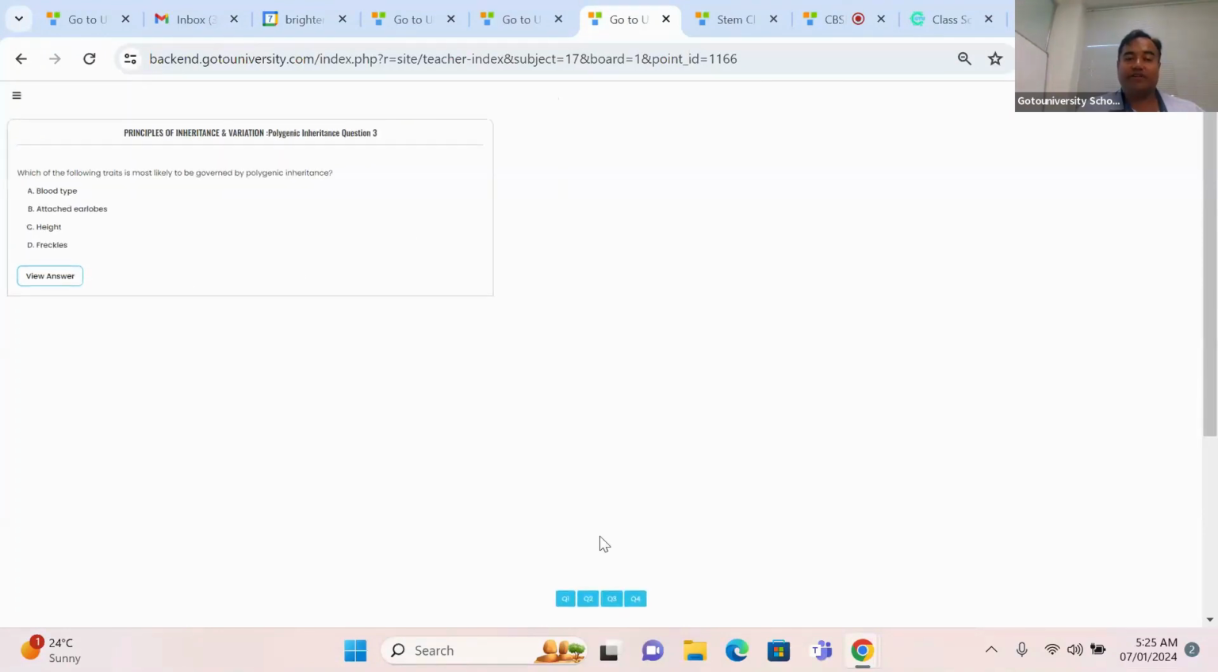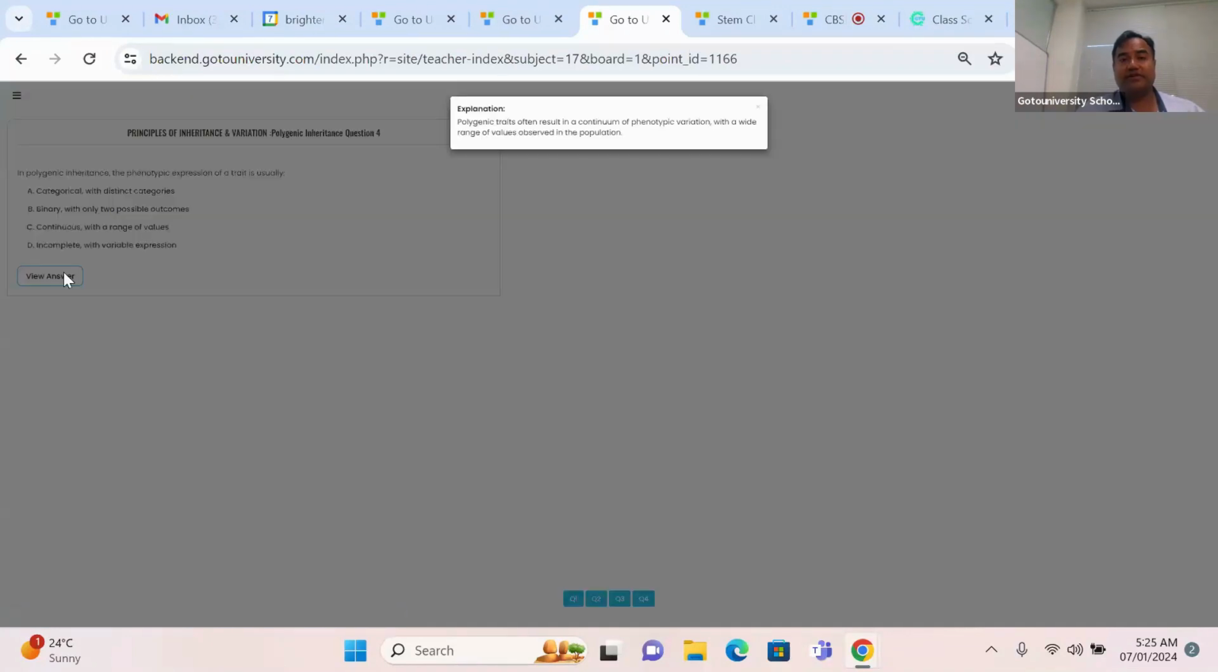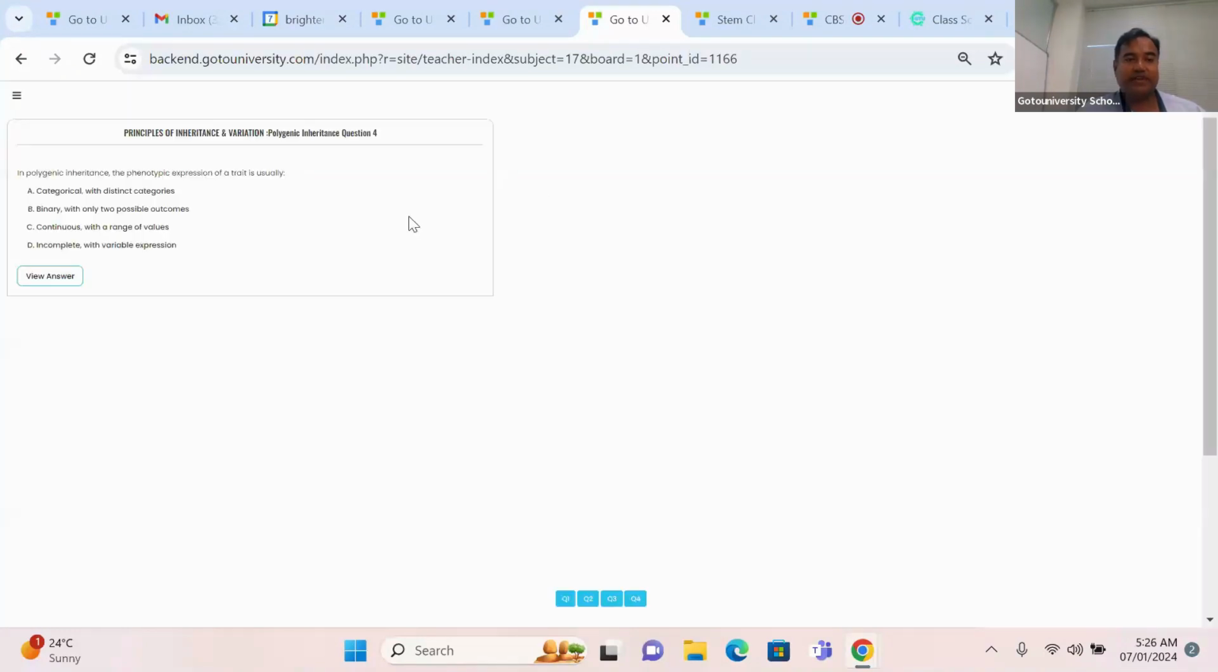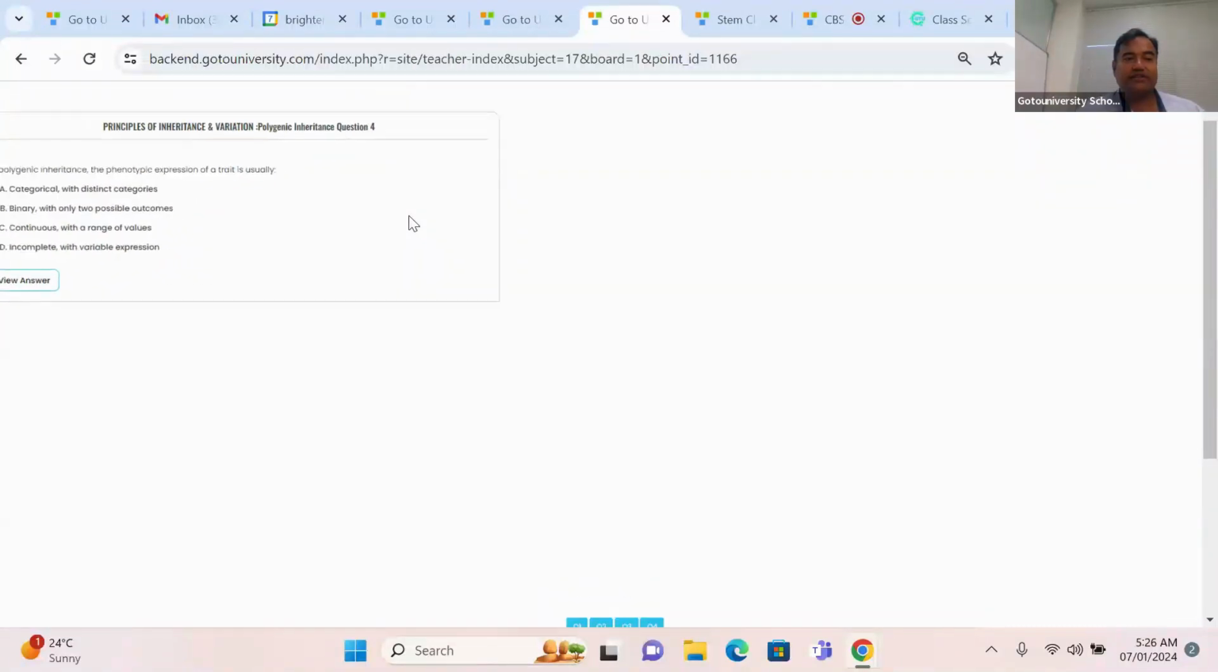So now we are coming to the fourth question explanation. In polygenic inheritance, the phenotypic expression of a trait is usually what exactly? Continuous phenotypic variation, with a wide range of values observed in the population, right? This is the answer. So continuous. Option C is the correct answer, with a range of values.